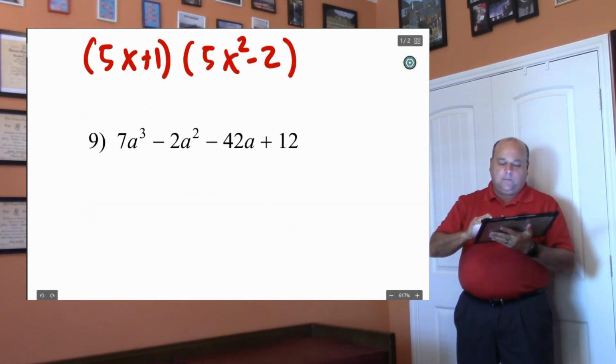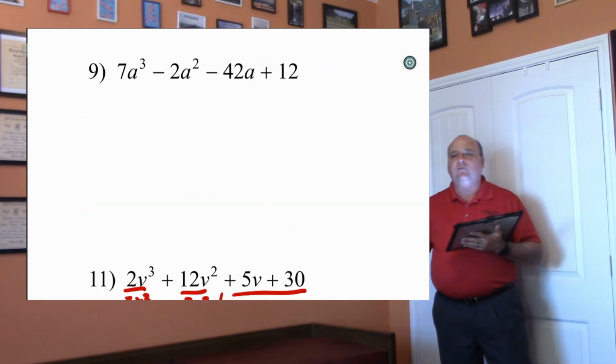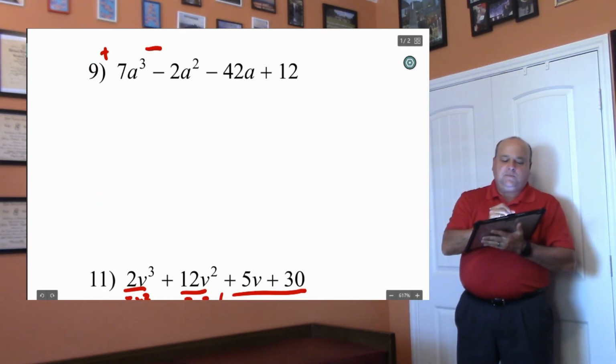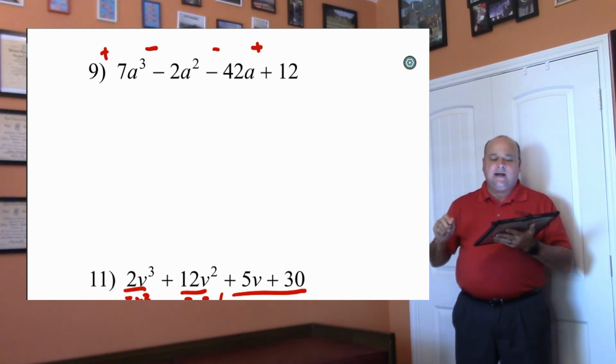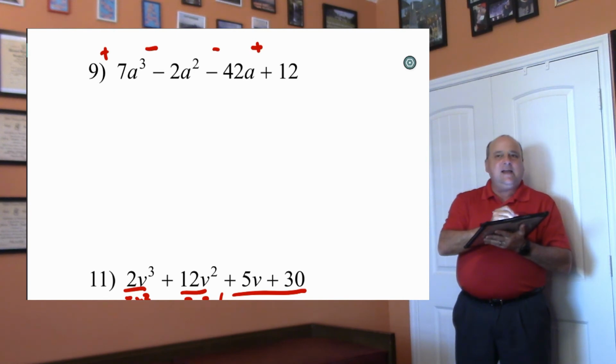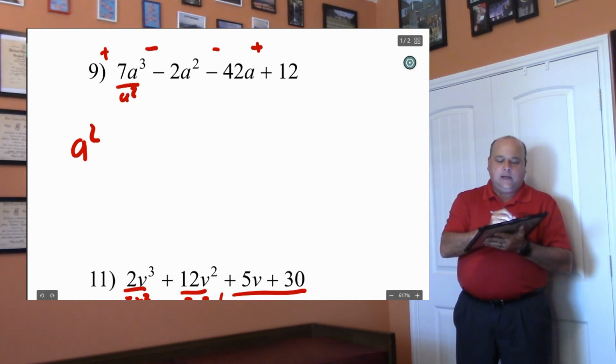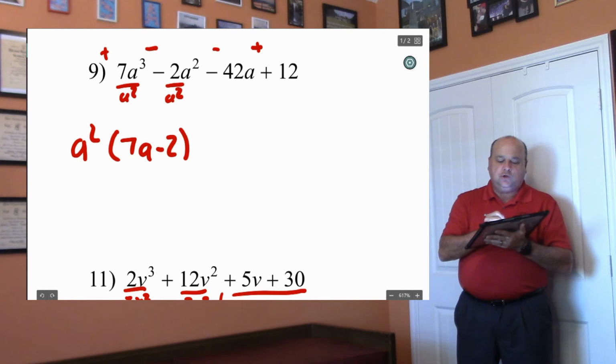And let's do number 9. This will be the last one I leave you with. Okay, we have a plus minus and a minus plus. They're opposites, right? So I need to put a minus in the middle. Can I take anything out of 7 and 2? I can't, but I could take an a squared out, can I? So I'm going to write down a squared. I'm going to divide these by a squared, and I'm going to get 7a minus 2.